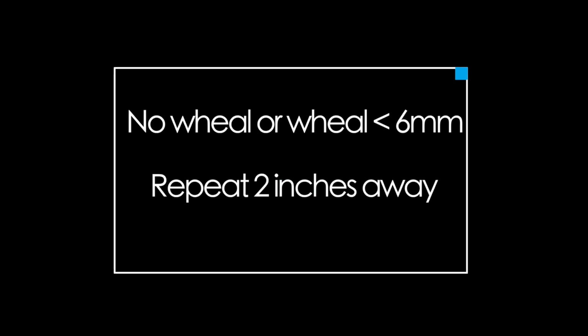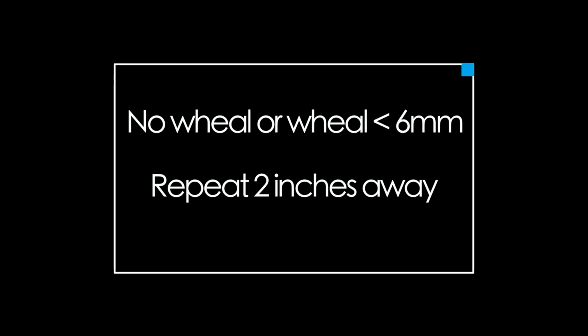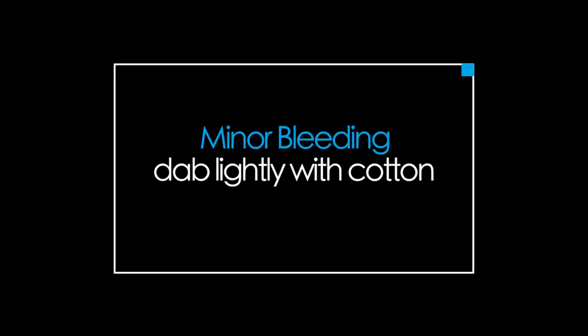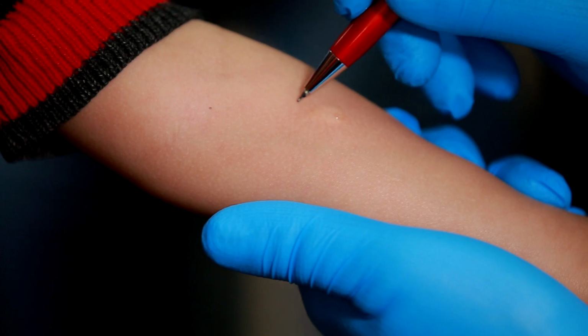If no wheal forms, or if a wheal forms that is less than 6 mm in diameter, the test should be repeated approximately 2 inches from the original site or on the other arm. If minor bleeding occurs, dab the injection site with a cotton swab without applying pressure on the injection site. Avoid covering the area with a bandage.